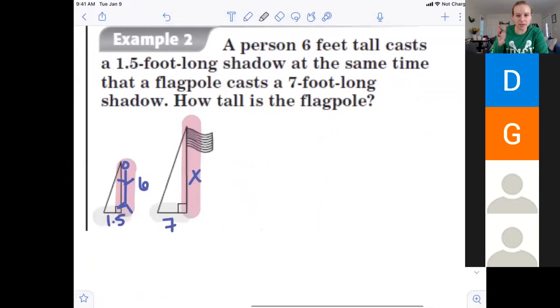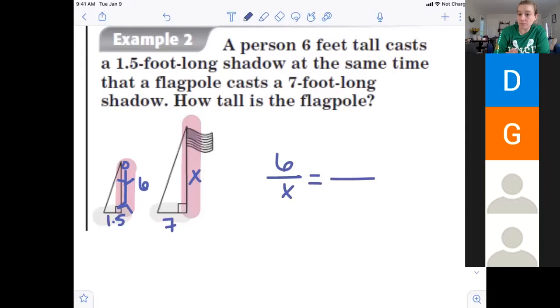Okay, there's a couple different ways we could write this proportion. Does someone want to set it up for me? I've got something over something equals something else over something else. Is it just 6 over x and then 1.5 over 7? We could do that. That's good, JJ.